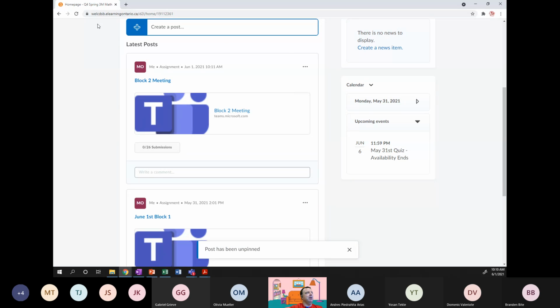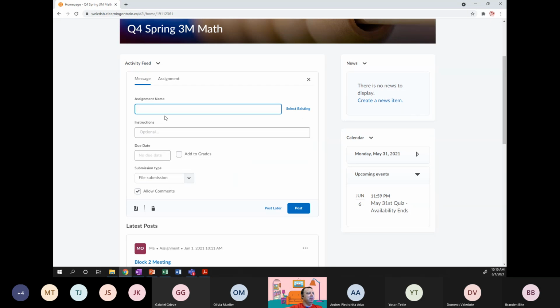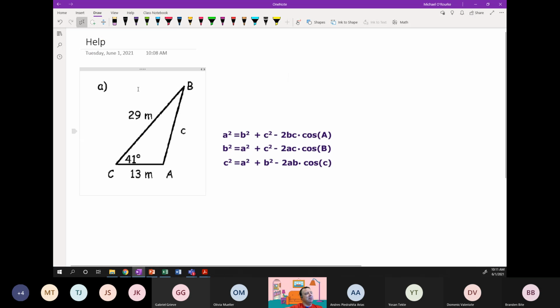All right, block 2. Let me make block 3 on here. Okay, get this triangle written down first. Sketch that triangle down. Oh, I need to stop recording.